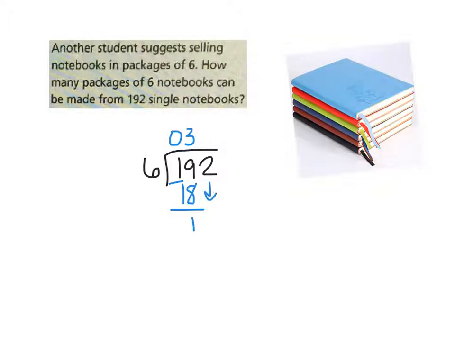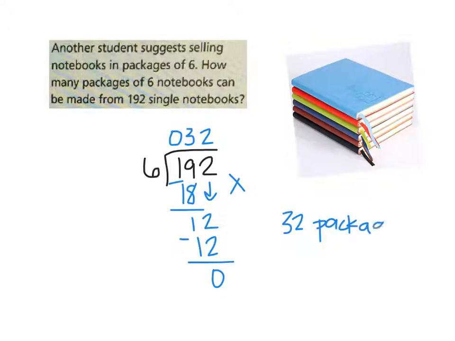Bring down the 2, waiting so patiently. Ooh, this one works out perfectly, too. 6 goes into 12 2 times because 6 times 2 is 12. When we subtract, we get 0 leftovers, no more numbers to bring down. So this would create 32 packages of notebooks.